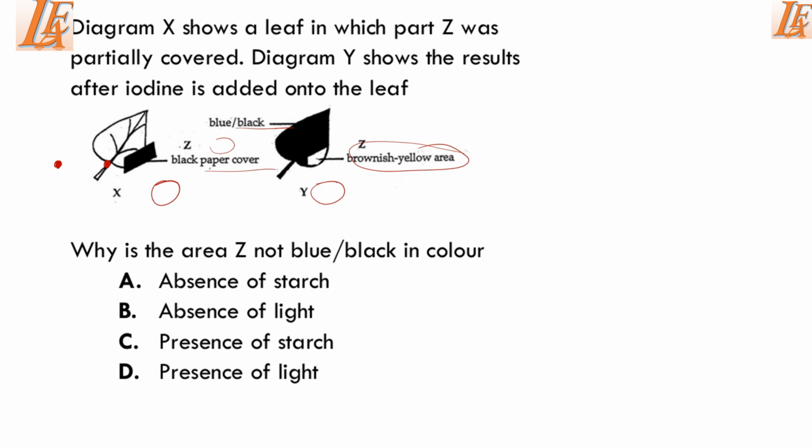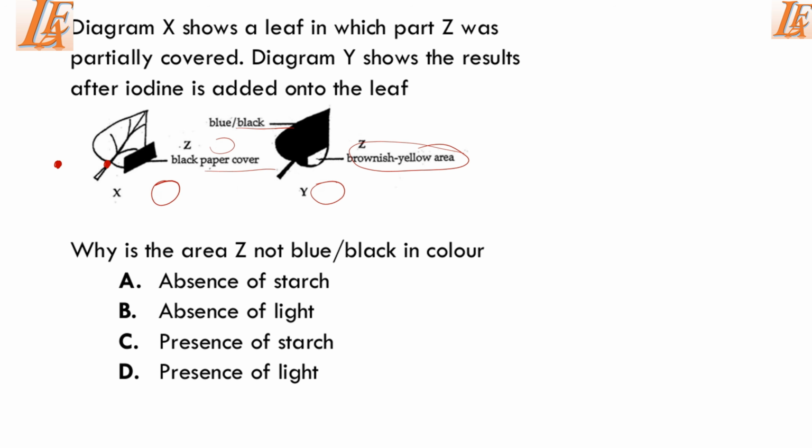Now when you place this leaf in iodine solution, the part which was open, where sunlight had interacted with it, turned blue-black because photosynthesis took place and starch was formed. But the part which was covered, no sunlight came there, therefore no starch was formed in that area. And that's how we test the presence of starch in the lab.